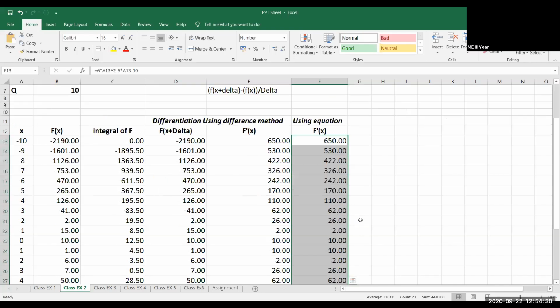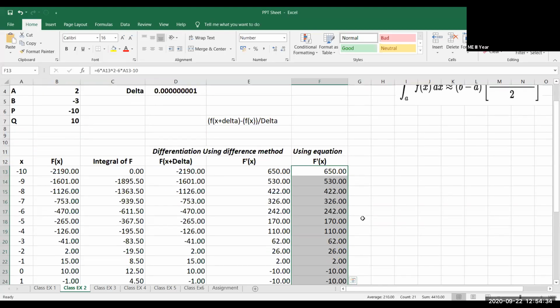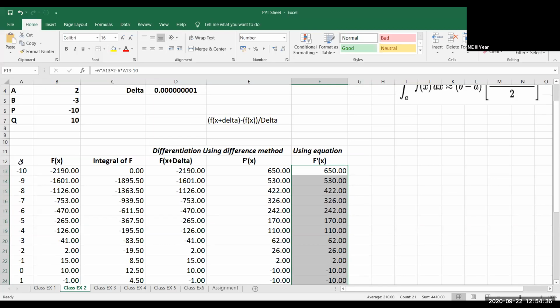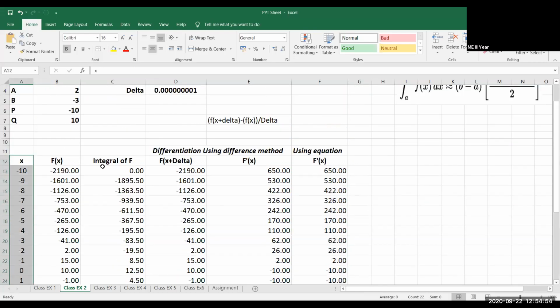After that you can do the plotting also. If you want to do the plotting, suppose you want to see the variation between x and fx, the variation between x and the integral of f, similarly x and the differential of fx. You can do that also. Just take the x variation, and after that the integral.